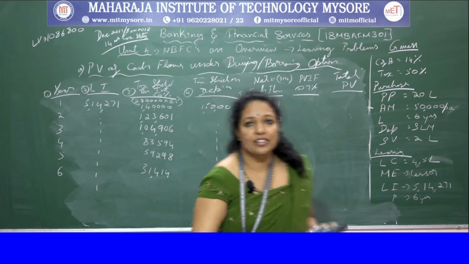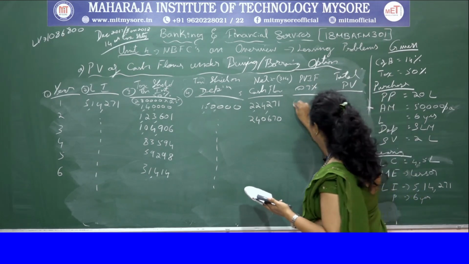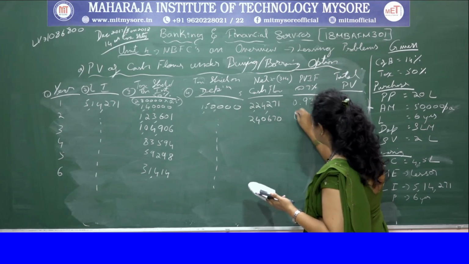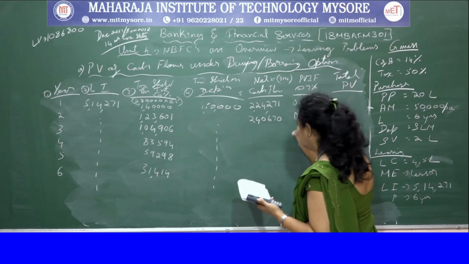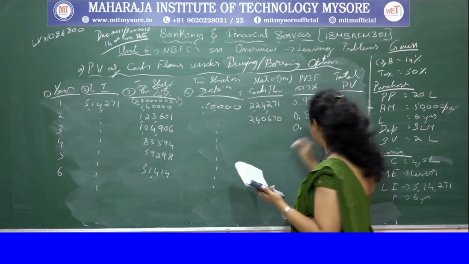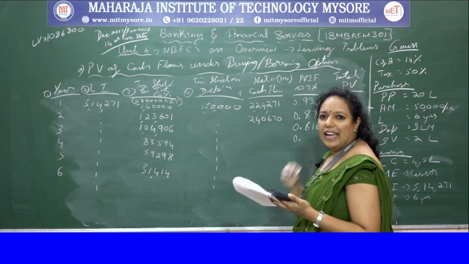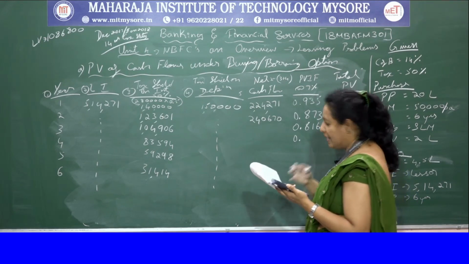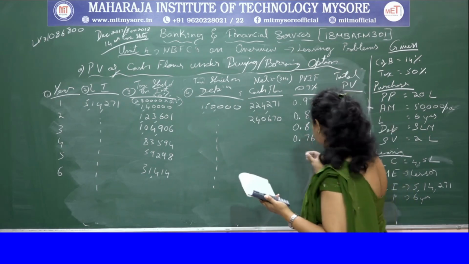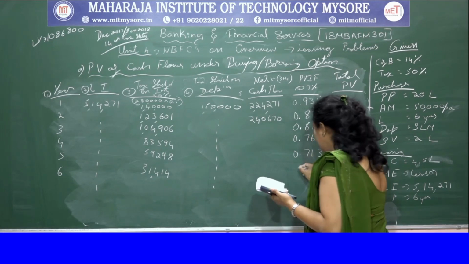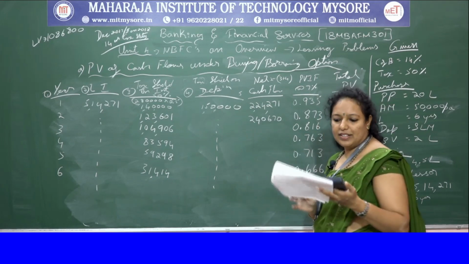Okay, so the present value interest factor values I've written; I've shown you how to calculate. Write the same. 0.935. Second one is 0.873. Third year it is 0.816. Then fourth year it is 0.763. Then for the fifth year it is 0.713. And last we remember 0.666. Okay, this is done.